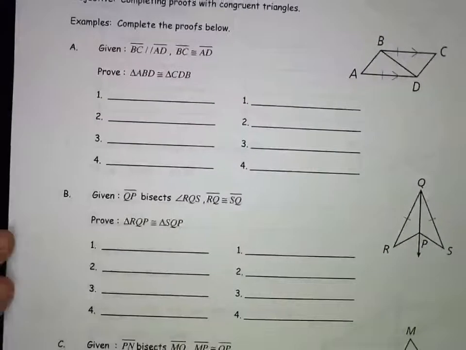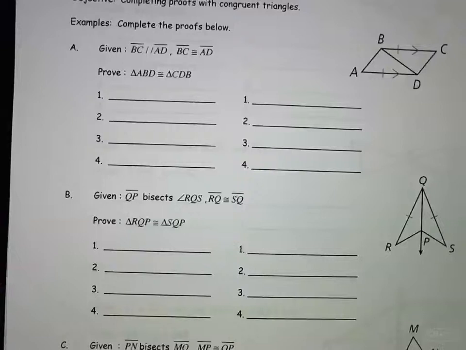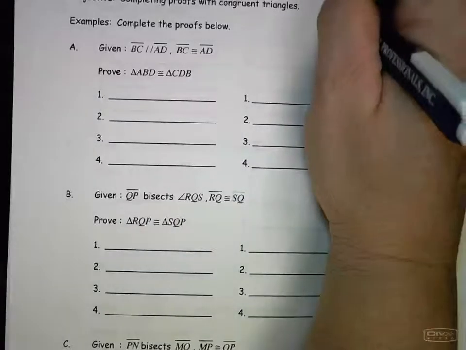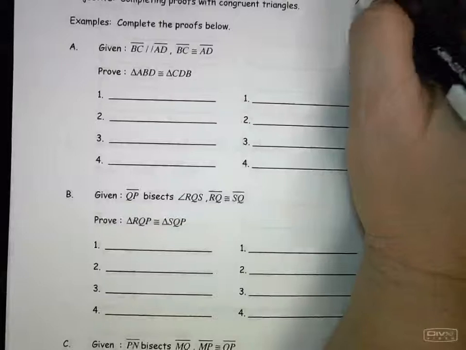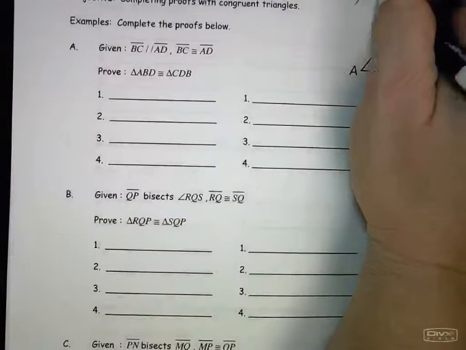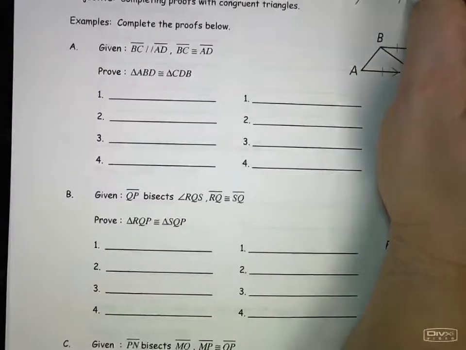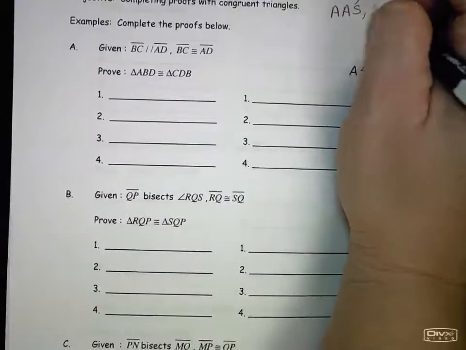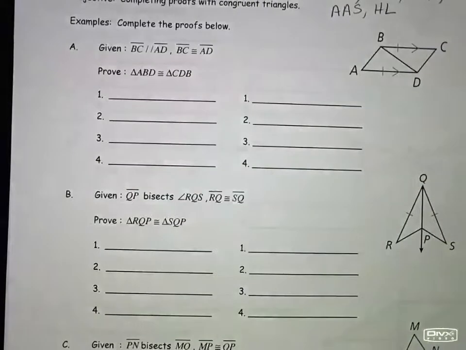Chapter 4, Section 5, we are proving triangles are congruent. And I'm going to write here the 5 different things we can use. We can use side, side, side; side, angle, side; angle, side, angle; angle, angle, side; and hypotenuse, leg. Those are the 5 ways we can prove triangles are congruent.